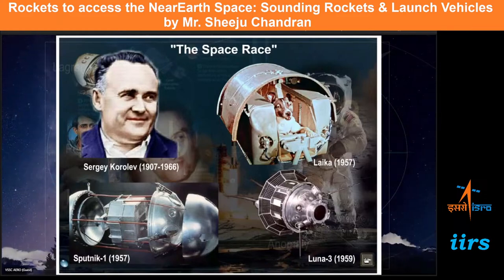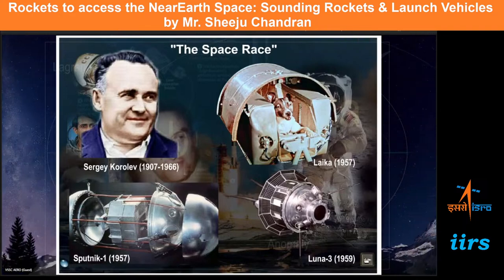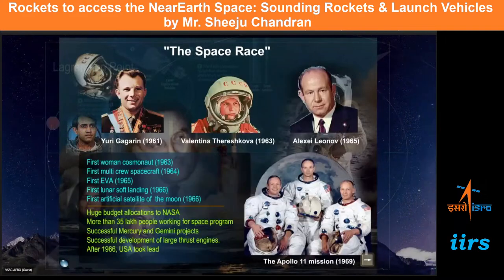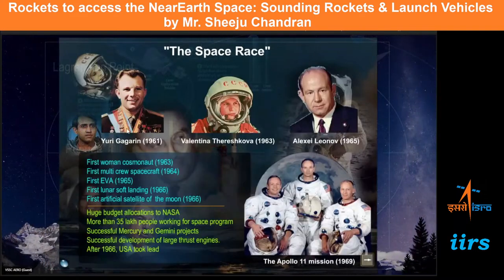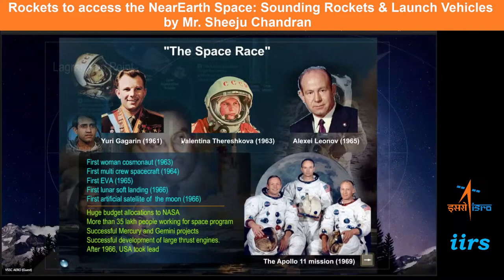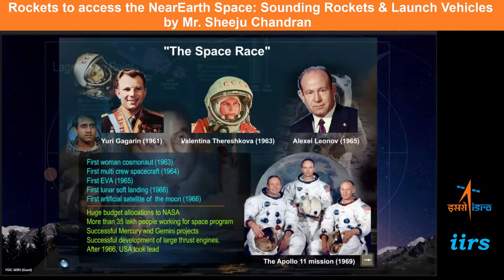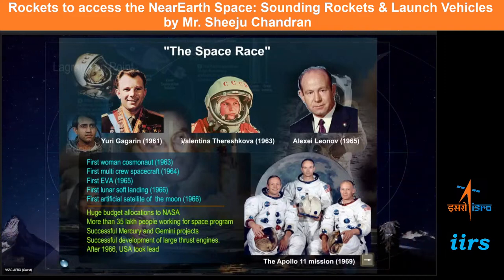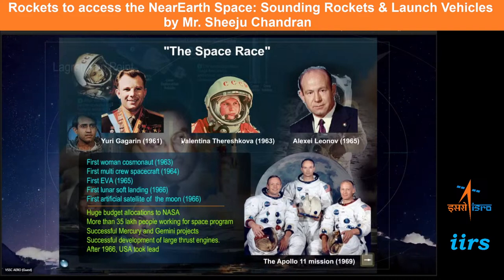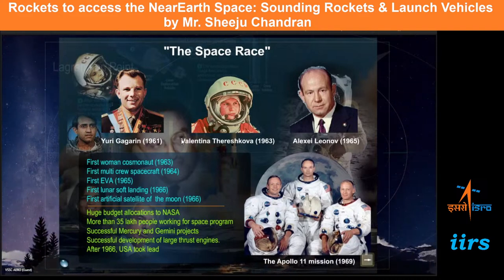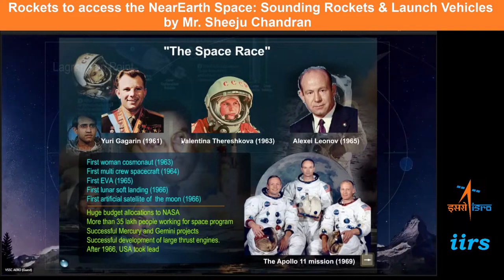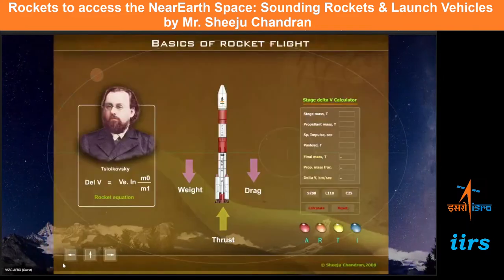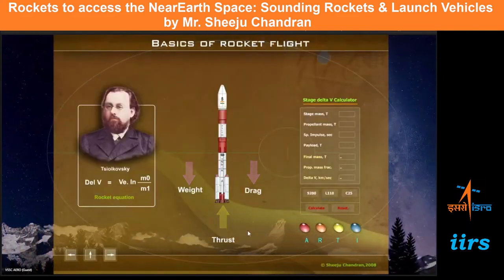And then we know the history of the Second World War. After that, we had the Soviet Union putting the first satellite in space called Sputnik, then the first living organism, Laika, in 1957. We had Yuri Gagarin's flight, then Valentina Tereshkova, Alexei Leonov, and the crowning glory of the space race in the 60s was the landing of humans on the moon in 1969. July 20th was the launch, and that is celebrated around the world as International Moon Day. So this is the history of the space rocket in a nutshell, within a couple of minutes.